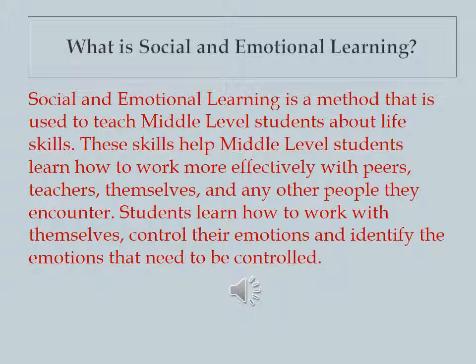What is social and emotional learning? Social and emotional learning is a method that is used to teach middle-level students about life skills. These skills that middle-level students learn help them to work more effectively with their peers at school, their teachers, themselves, and any other people that they may encounter. Students learn how to work with themselves, control their emotions, and identify the emotions that need to be controlled within themselves.